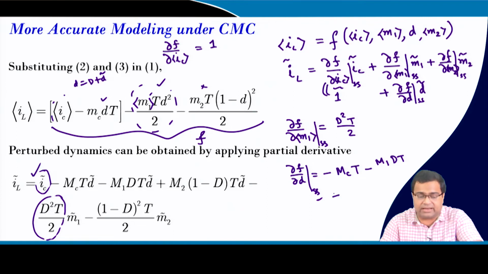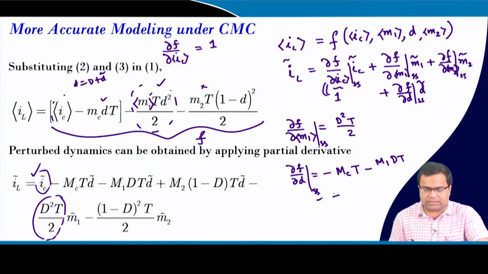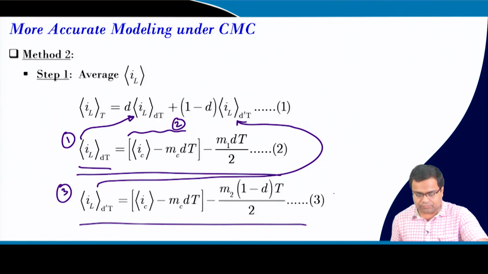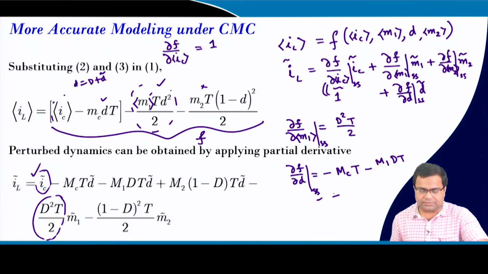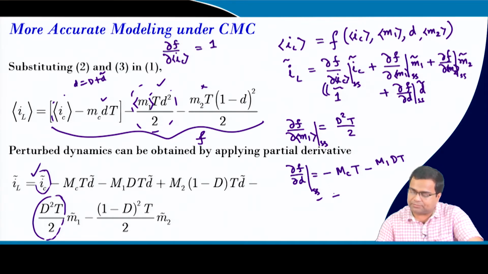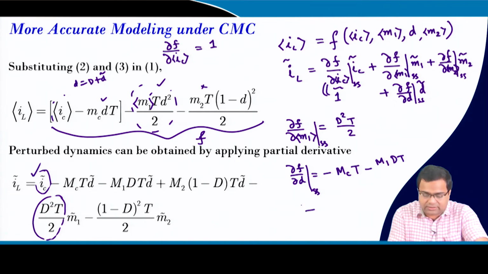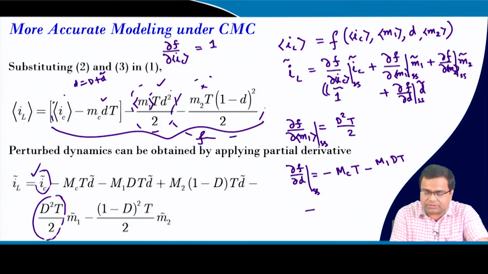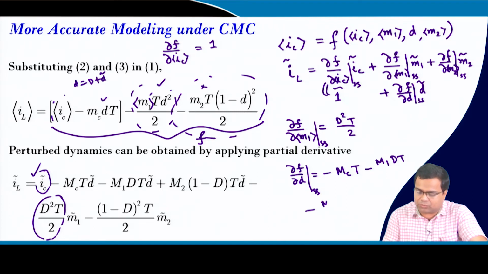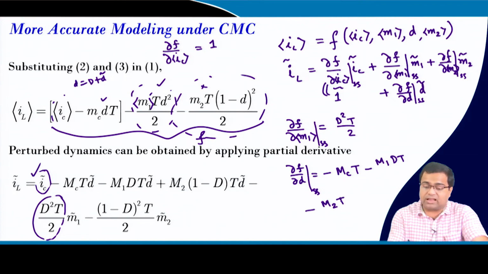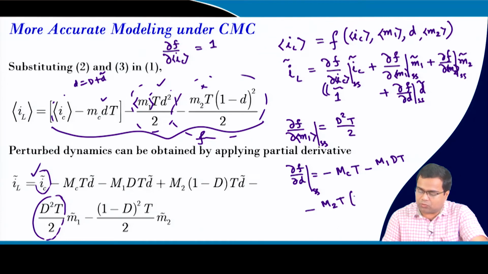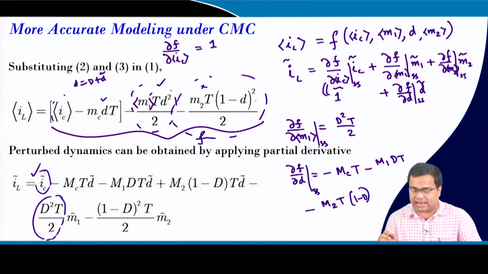Then if you take this term, what you will get? You will get minus. So, I think there should be plus, no, minus, fine. So, minus M1, that means we are talking about this term, minus M2 T, and there is a square term. So, it will be 1 minus D, and square means 2 will come out. So, the 2 gets cancelled.